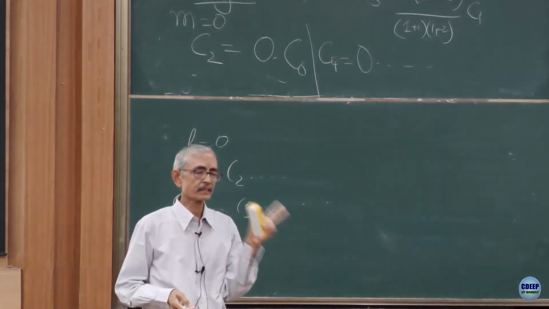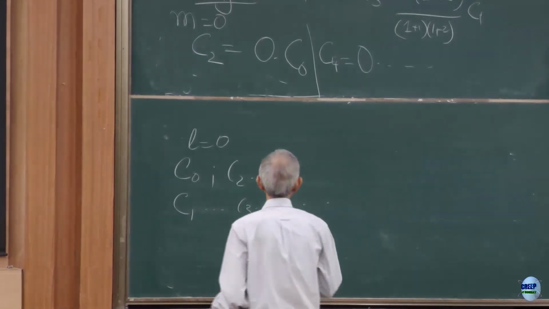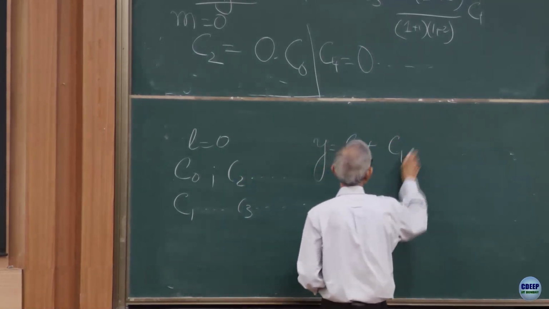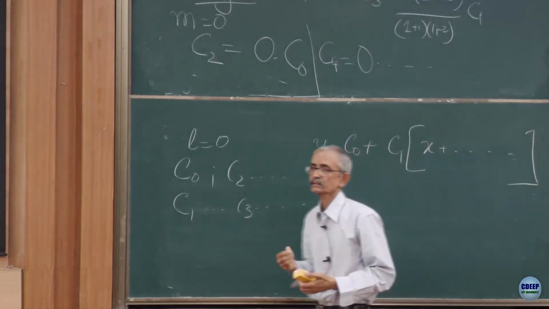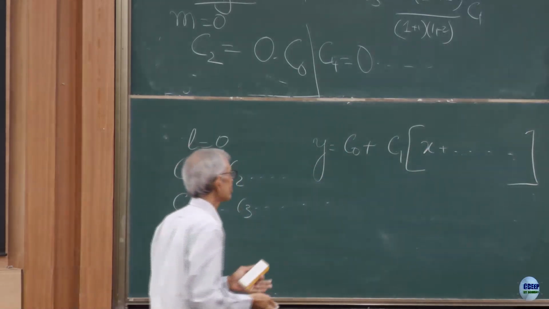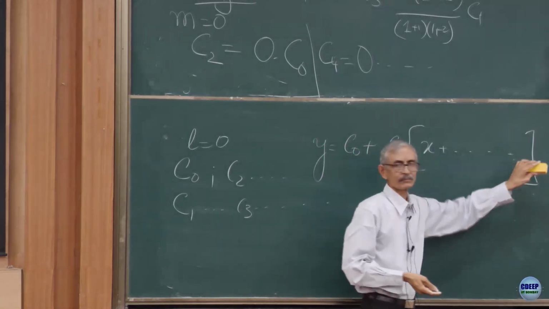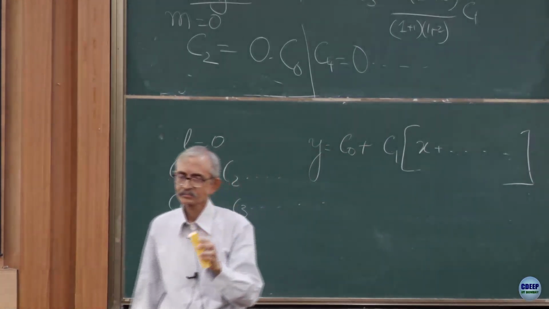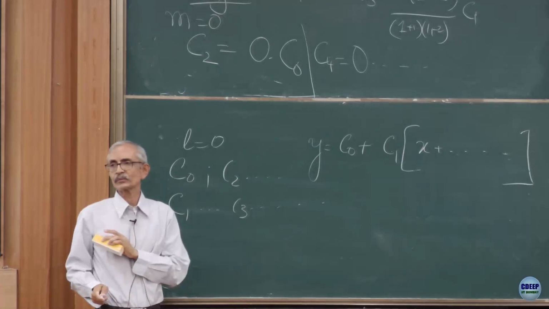Remember what we said, this is a second order equation, so I need two unknowns, right? So I've got a y is equal to C0 plus C1 times that, right? So what we are saying is that I've got two terms here. One is a C0 and then I've got a C1 which is there, which is an infinite series. Okay, just bear with me for one more time. So that is for L equal to 0.